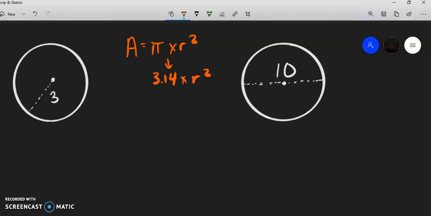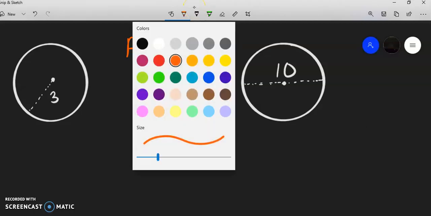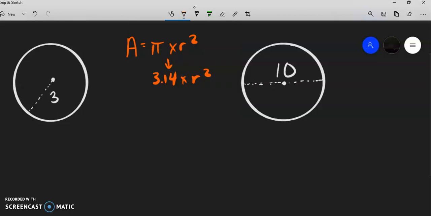radius squared. And this is something you can look up on Google if you ever forget it, because students do forget their formulas a lot. All you have to do is type in how to find the area of a circle, and that should come up. You'll see this exact formula right here.